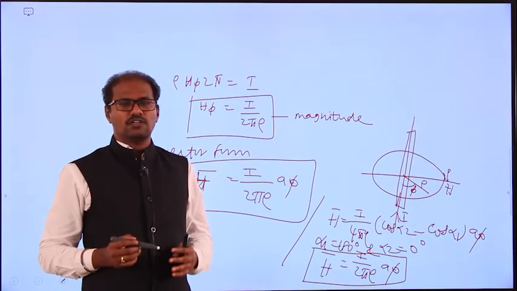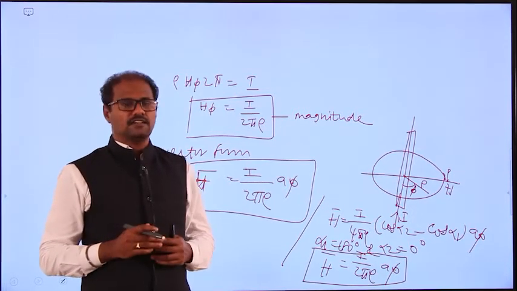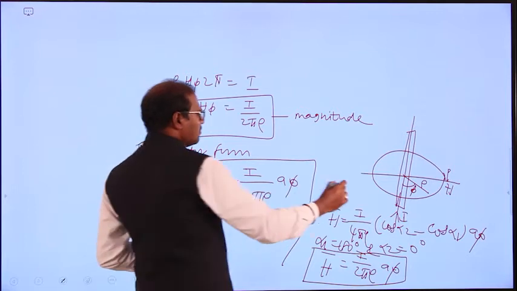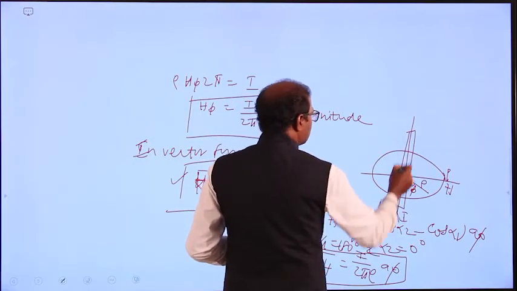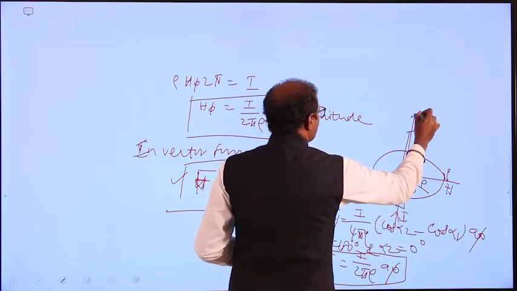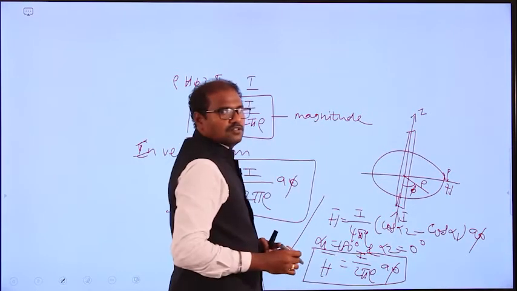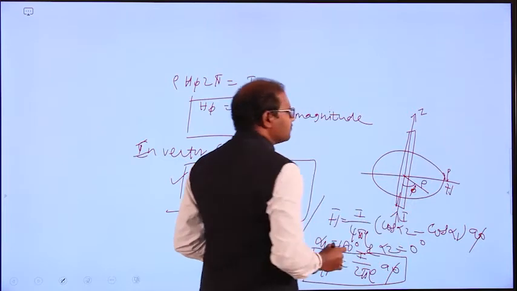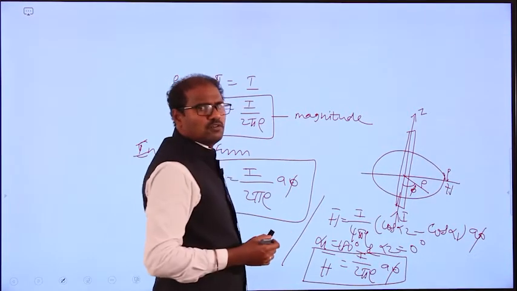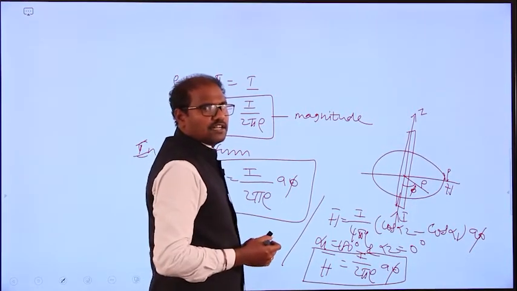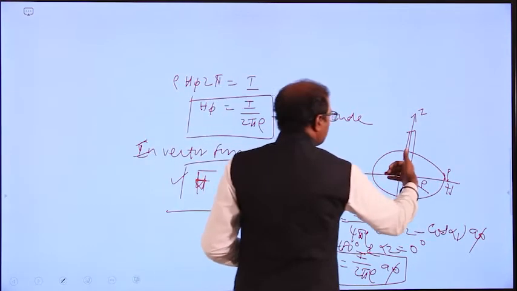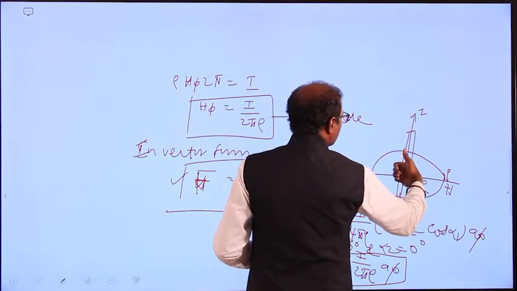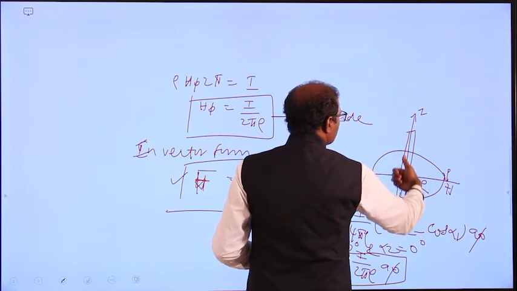Very simple. How to take the infinite line current? Simply you take one filamentary conductor with a direction. According to the right hand thumb rule, we can take these ones. So, right hand thumb rule: the current is moving this side.